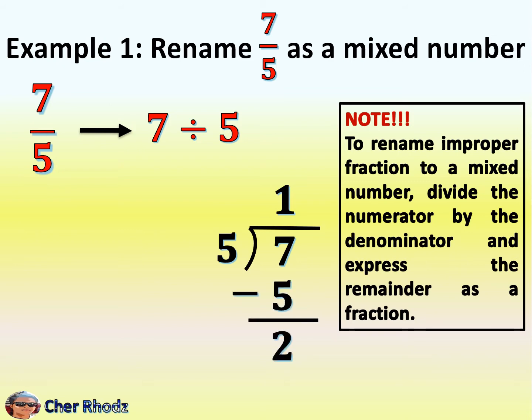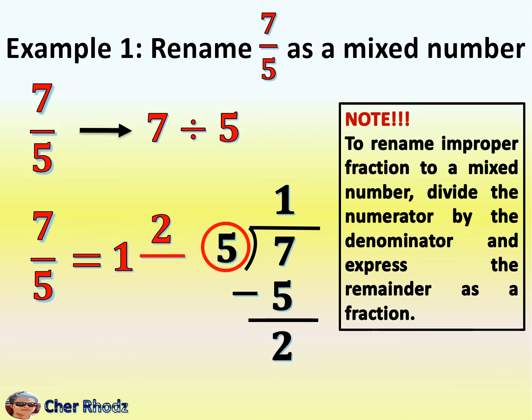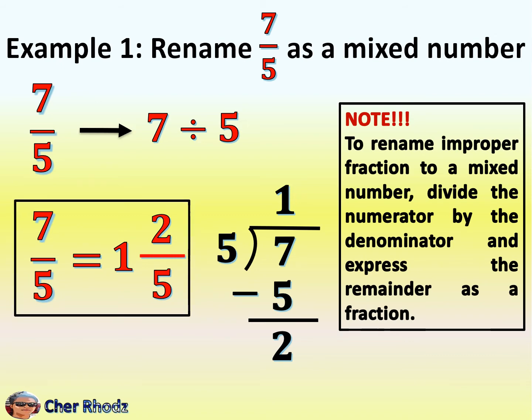With this, we can now rename 7/5 to a mixed number by simply copying the quotient which is 1 as our new whole number, and also copy the remainder which is 2 as our new numerator, and also copy the divisor which is 5 as our new denominator. Therefore, 7/5 is equivalent to 1 and 2/5.